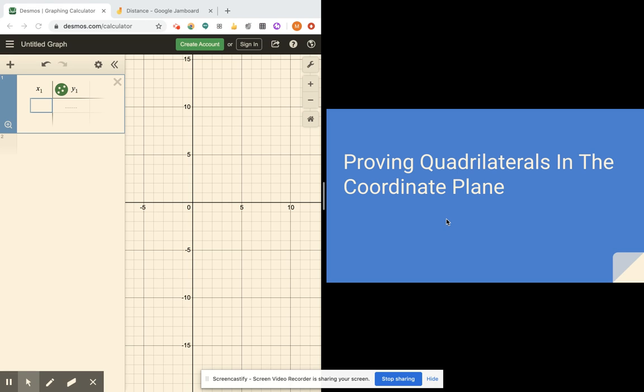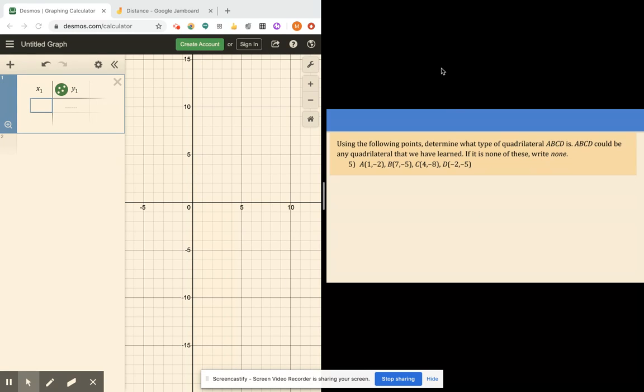So what we're going to work on now is proving quadrilaterals in the coordinate plane. What we have to do is take certain coordinate points that were given, connect them together, and then try to determine the type of quadrilateral, or classify it, using the distance formula and slopes. Okay, so let's go through an example together.